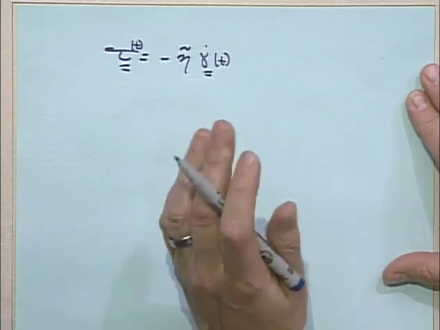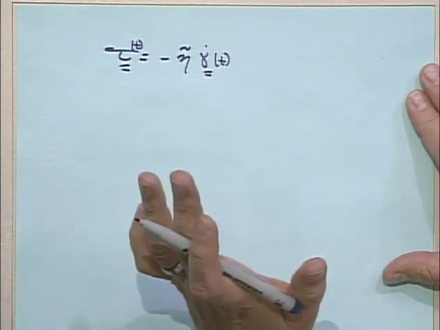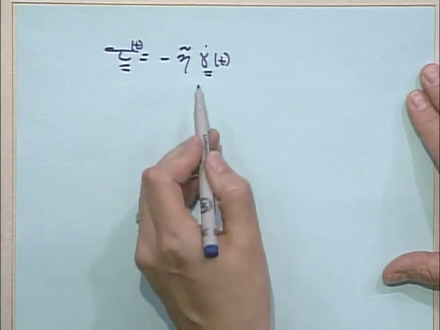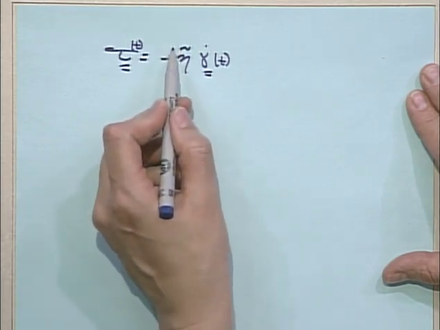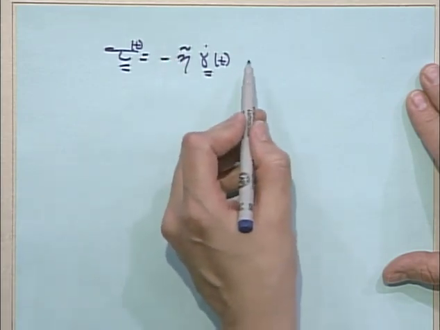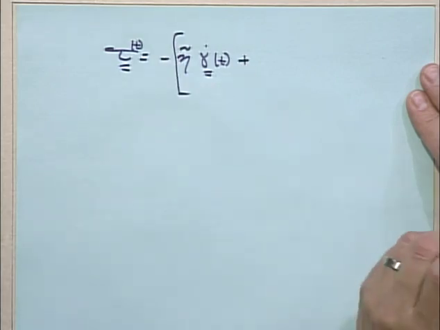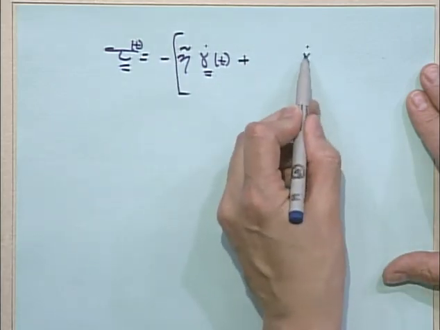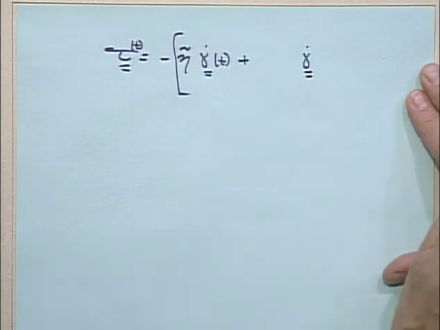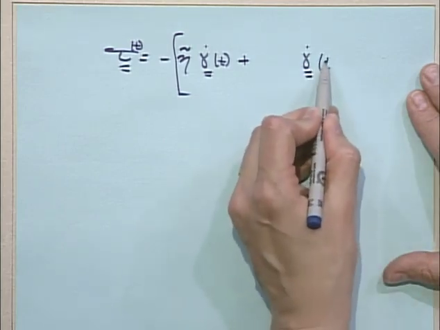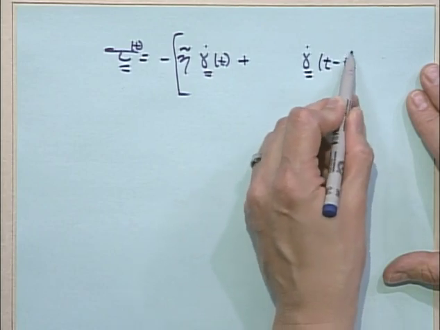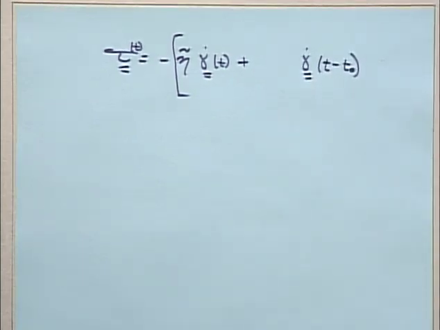Just to get used to the idea of dealing with different times, I want to change this a little bit and add another term, okay? I'm going to add another term that depends on what the rate of deformation tensor was, let's say 5 seconds ago. Okay? That's all I'm doing.